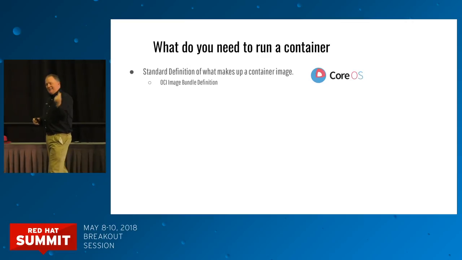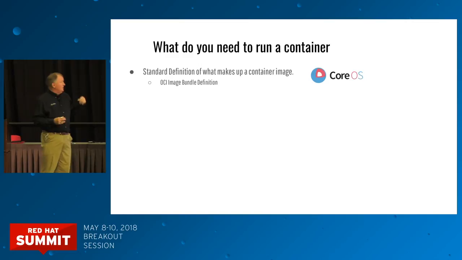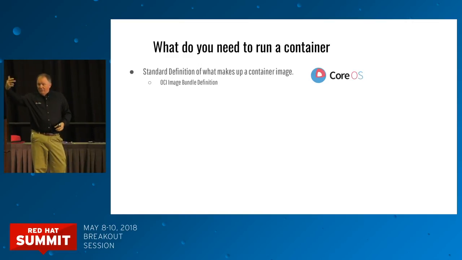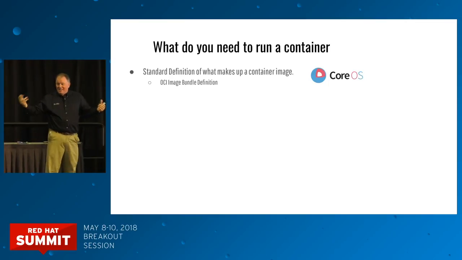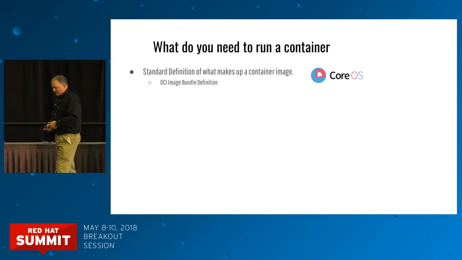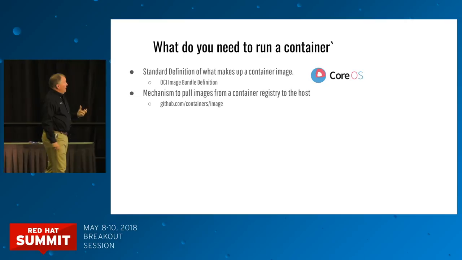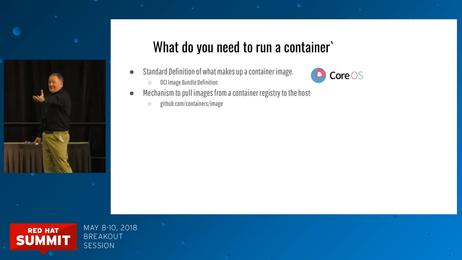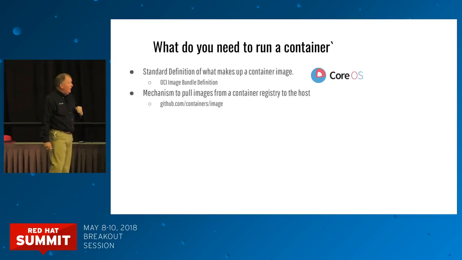So basically now I can define what it means to be a container image. It's called the OCI image bundle format. These bundles can be stored in any one of these container registries. What is a container registry? A container registry is nothing more than a web service, and there's some protocol defined for pulling images back and forth from container registries. So the first thing I need to do is identify what an application is. So when I want to run an application, I know what an application is. The next thing I need is to get it off of that container registry to my host. I need to be able to pull that image to my host.